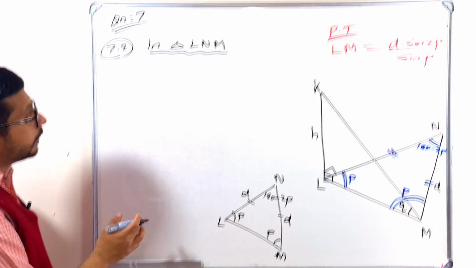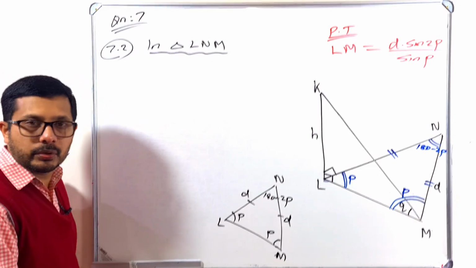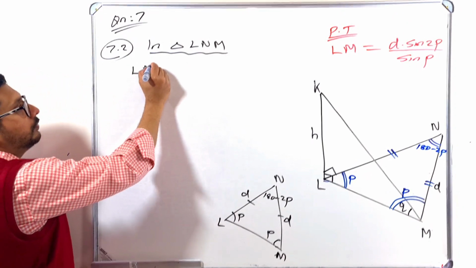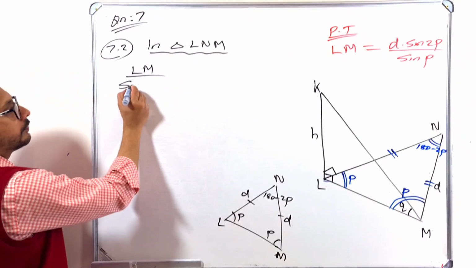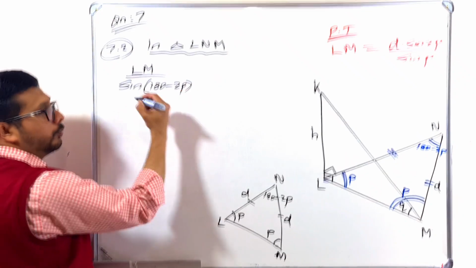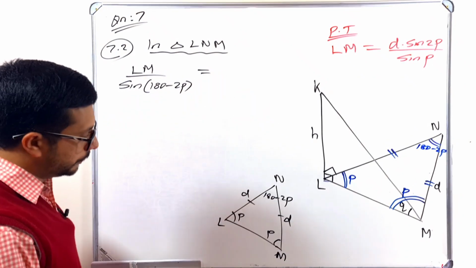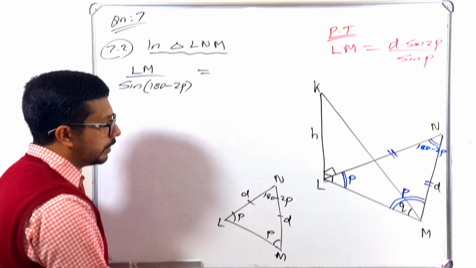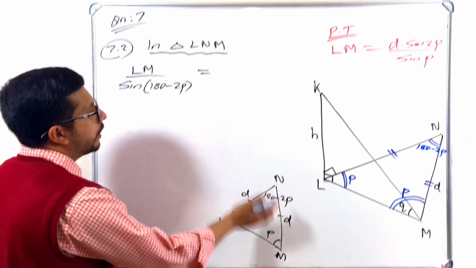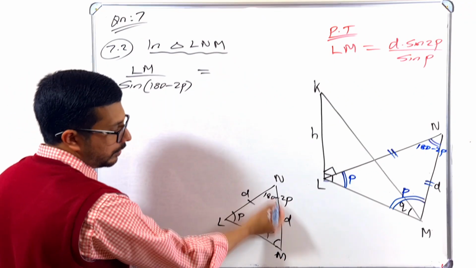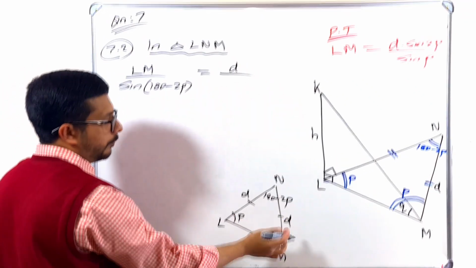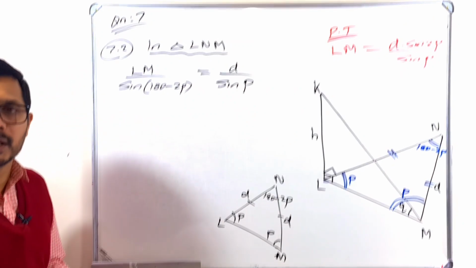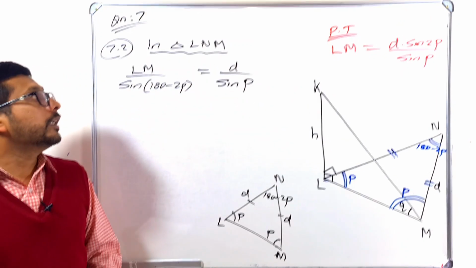We have to show LM, so I am going to apply the sine rule. Do you remember the sine rule? You have to know that one. So LM divided by sine of the opposite angle, that is 180 minus 2P, is equal to, you can take any side and angle, both are the same, so it doesn't matter, let me say MN. MN is D, so I can write D divided by the opposite angle, angle P, so sine of P. So I applied the sine rule here in triangle LNM.